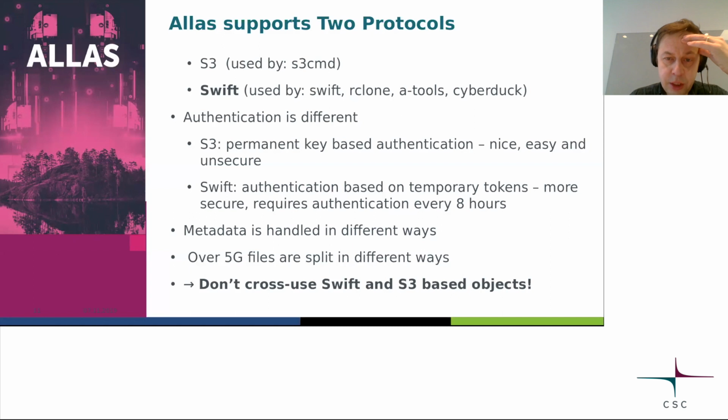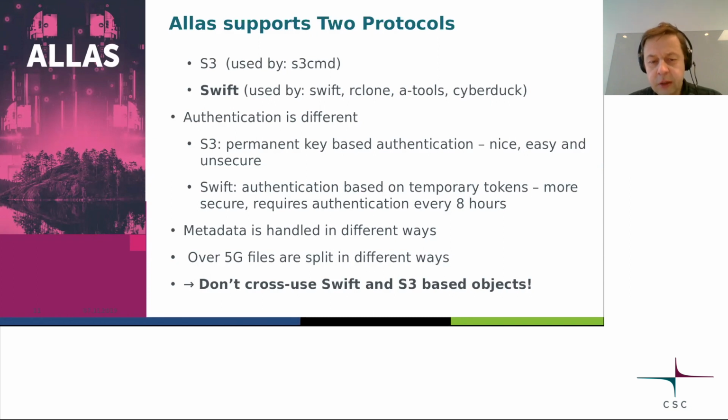So we have these two protocols, and the S3 protocol is typically used by the s3cmd command, while Swift in the CSC environment can be used with several tools. There are the Swift native tools, the rclone package, which I will soon be showing you, the Allas tools or a-tools, which are a CSC-provided set of helper scripts, and tools like Cyberduck. One issue to notice here is that these protocols are not totally compatible. They handle metadata in a slightly different way. So if you create metadata sets with Swift, you cannot read them with S3 and vice versa.